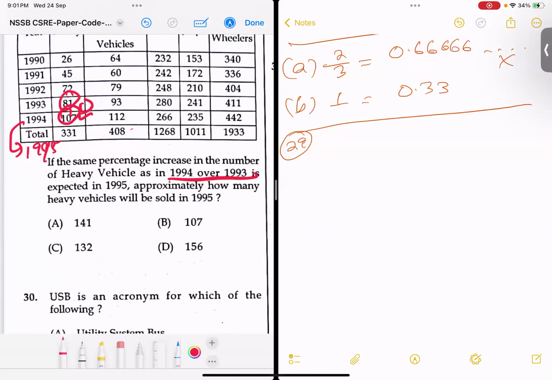Now let's try to find the percentage increase from 1993 to 1994. The difference is how much? 107 minus 81, so it will be 26.